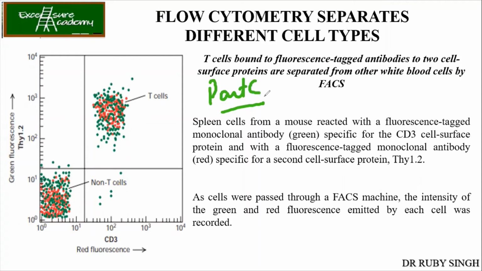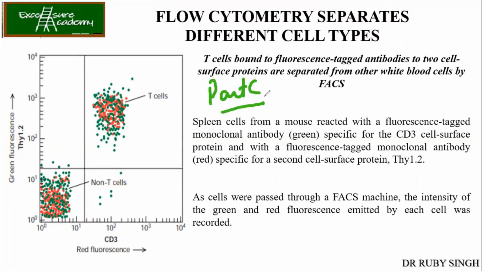Instead of T cells, they have used some other cells. Okay, so now you see this is how the FACS data looks like. So you have got the y-axis and the x-axis. What do you see on the y and x-axis? The fluorescence of the surface protein.